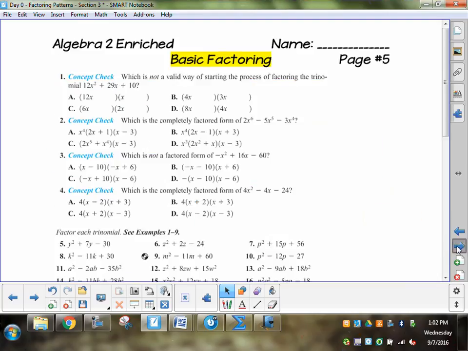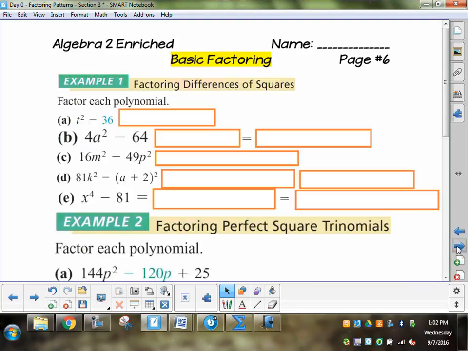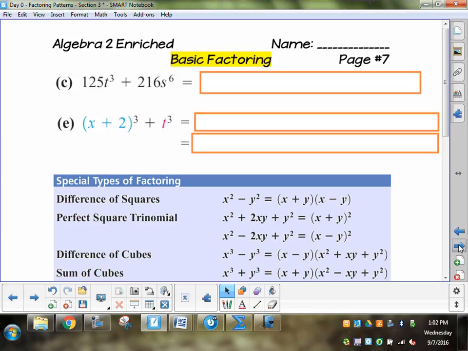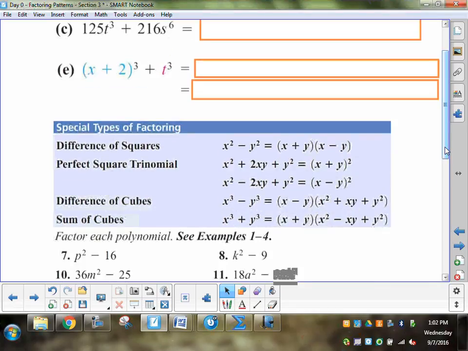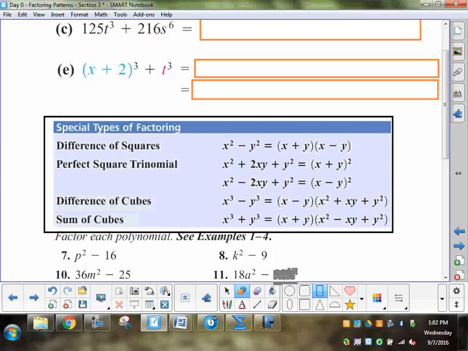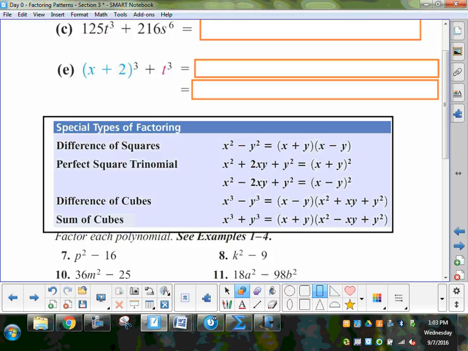I think it's page 6. Yeah. Let's bounce over to page 6. And we'll tell this to you now. Actually, before you go to 6, please go over to page 7. And on the back of 7, you're going to see this rectangle here. This is all of the different types of factoring. Now, I'm guessing that these last two are going to be new to you, and I'm anticipating them being new. You're going to be doing those tomorrow.